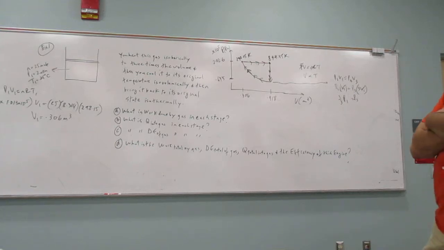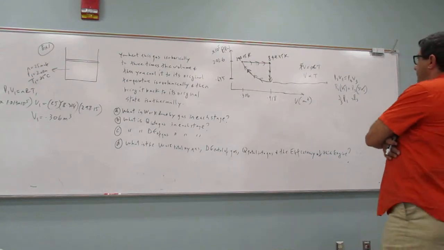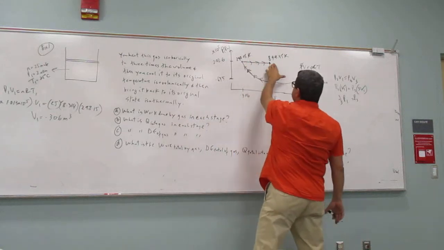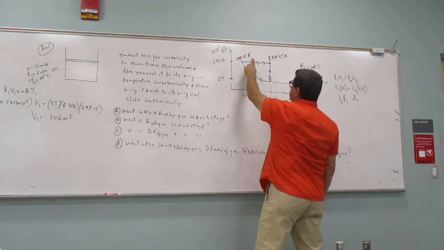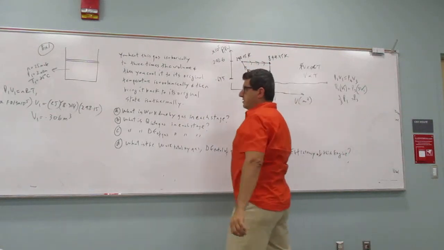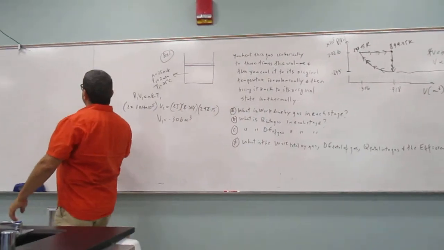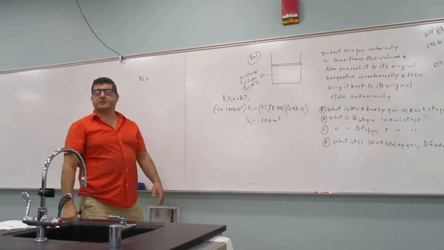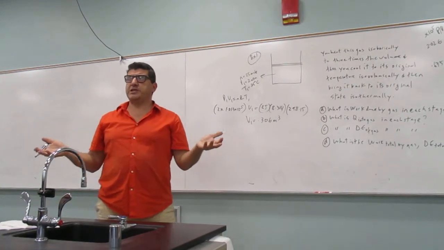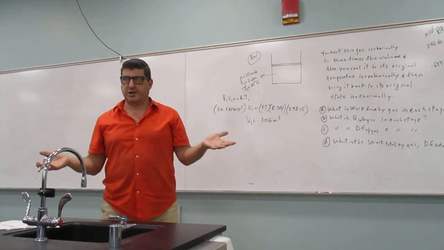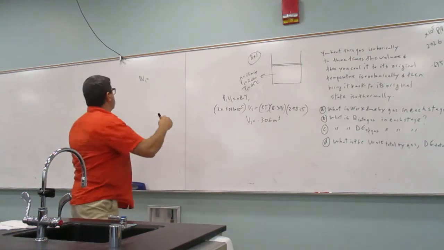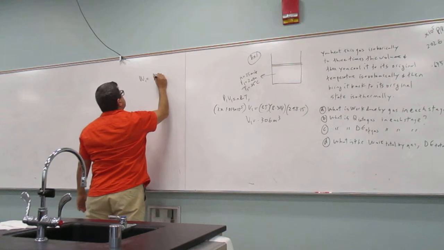So far, so good? Okay, so now how do I find the work done by the gas in this stage, in this stage, in this stage? W1, W2, W3. Okay, what's the work done by the gas in the first stage? The first stage is simple isobaric, so it's P1 times the change in volume, right? Because it's a straight line. P1 times change in volume.